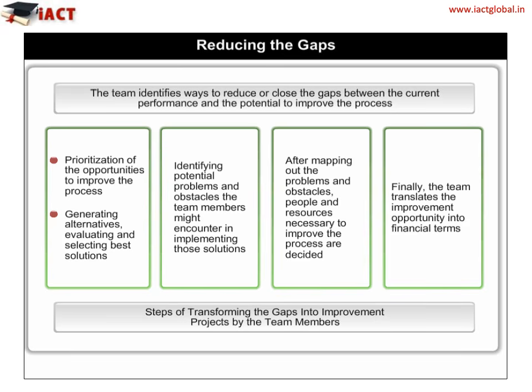Having arrived at the ways to resolve them, the team creates and evaluates alternatives in order to select the best options. In the next step, the team has to determine what potential problems and barriers could arise in implementing those best solutions. Having decided on the best solutions to improve the process and the ways in which any problem and obstacles on the course would be tackled, the team has to select the right people and appropriate resources that will be required to implement those solutions. Finally, the team translates the improvement opportunity into financial terms.